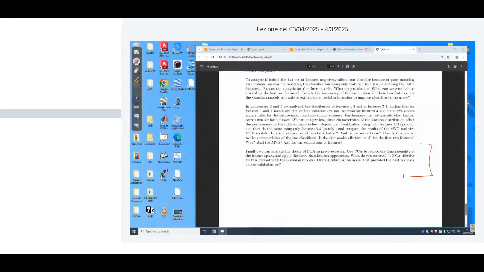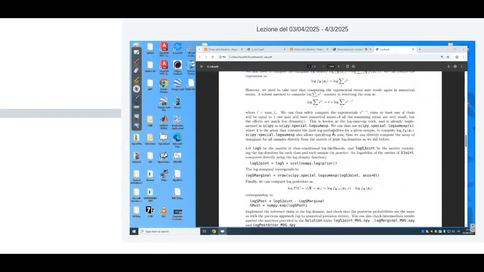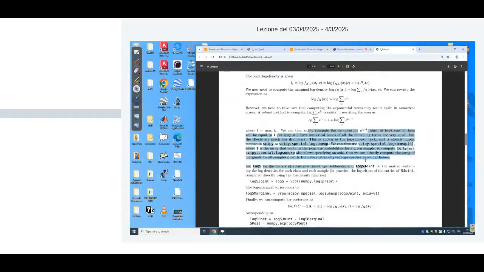Then at the end, there is also some analysis that ties the model with PCA to try to see whether PCA is effective as preprocessing for this dataset, for the Gaussian classifier, or not. Questions? Okay. It looks long, but for the laboratory part, once you have done the first part for the MVG, the other should come out quite quickly.